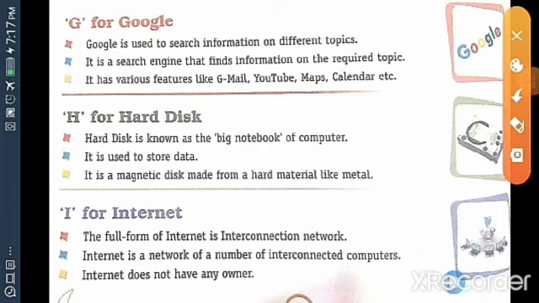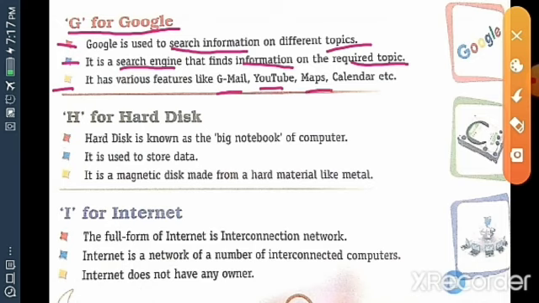Students, now our next alphabet is G. G for Google. First one, Google is used to search information on different topics. Second thing, it is a search engine that finds information on the required topic. Third one, it has various features like Gmail, YouTube, maps, calendar, etc. Okay, see, this is Google.